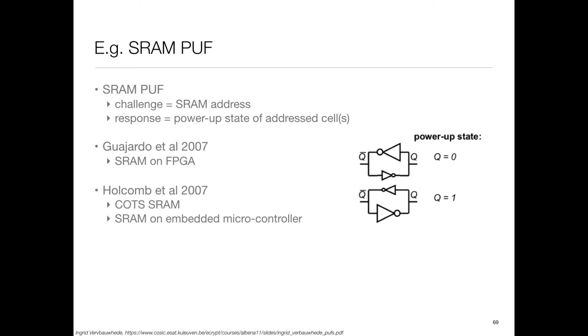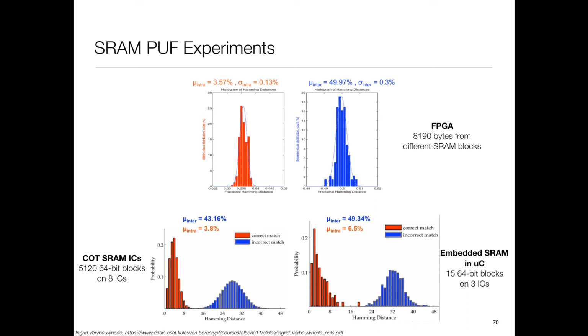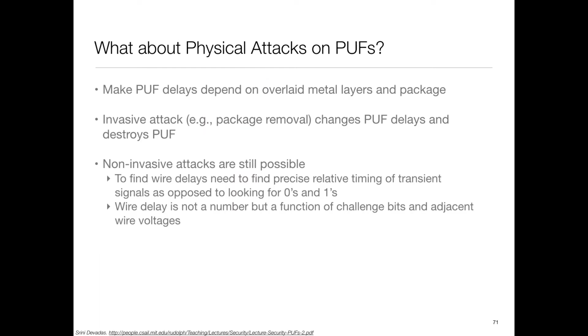You can also find, since SRAMs exist on FPGAs also, having a PUF on an FPGA is also possible. So these are some examples showing that there is a spread for the same chip, and then you have separation among different chips.